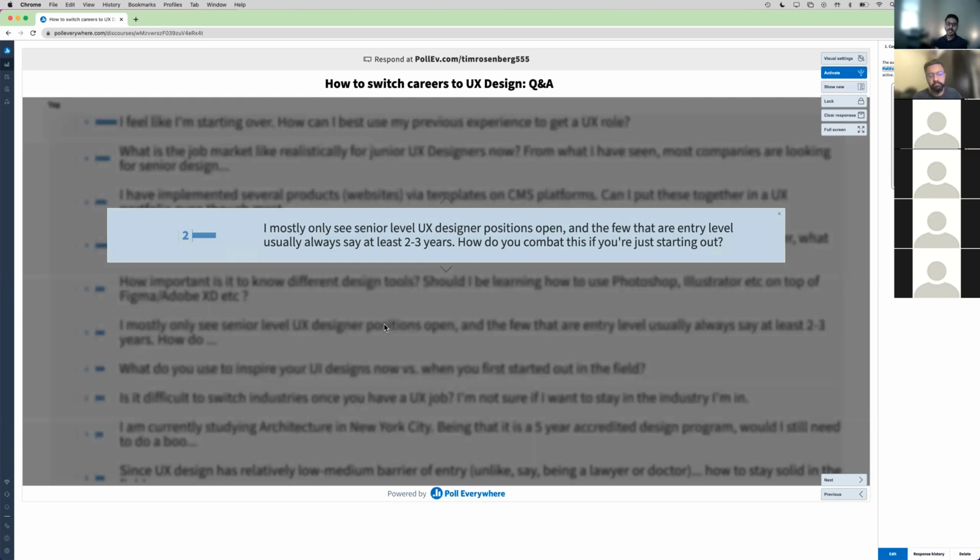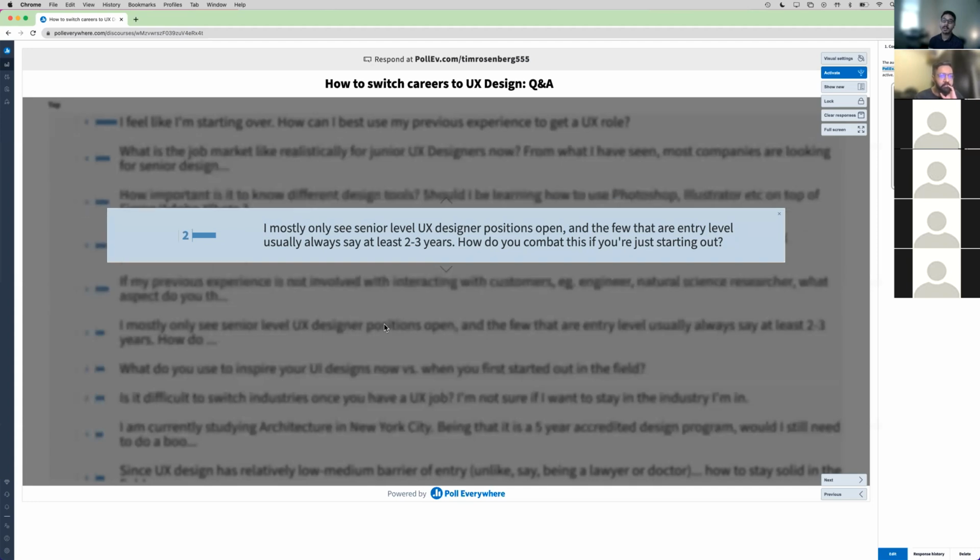Although it might feel like entry-level positions are out of reach, when they say 2 to 3 years, that could also mean 2 to 3 years of working on projects, working on volunteer side projects, education, and getting hands-on experience. So entry-level positions are certainly out there. It just depends on the size of the organization.